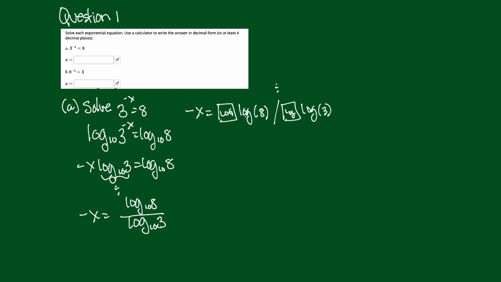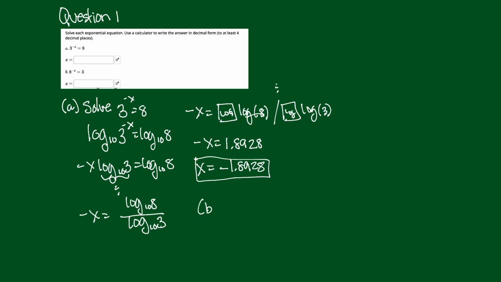Otherwise, if you do them both individually, this one, then this one, you're going to have some rounding. We don't want to do that. So just do it all at once. All right, so I got negative x is equal to 1.892789. I'm going to round off to 4 places. All right, but this is negative x. I don't want negative x. I want x. So multiply or divide both sides by negative 1, and I will get x equals negative 1.8928, or close enough.